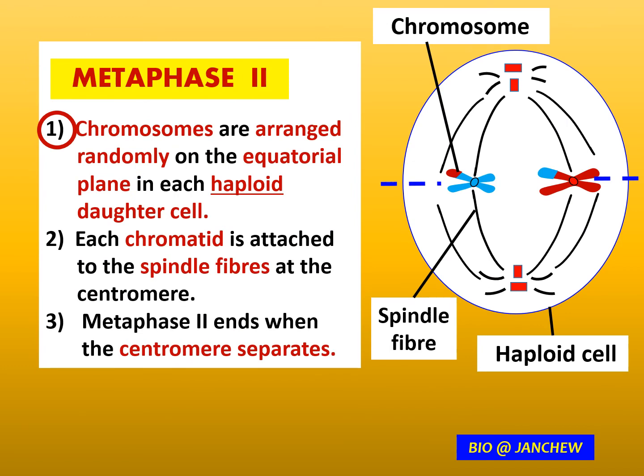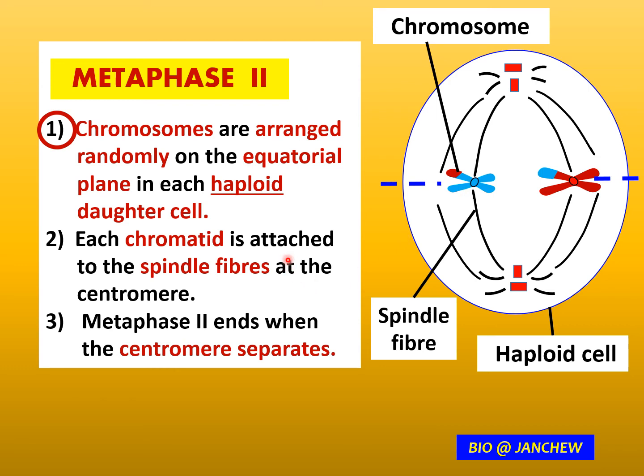Prophase II is then followed by metaphase II. In metaphase II, the main event that occurs is number 1. Chromosomes are arranged randomly on the equatorial plane here in each haploid daughter cell. So take note that the daughter cell is a haploid cell with only one copy of each type of chromosome. Now the chromosomes are arranged in the middle of the cell on the equatorial plane.